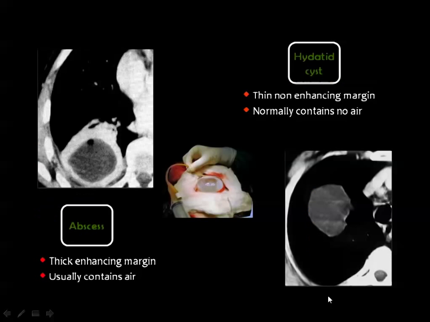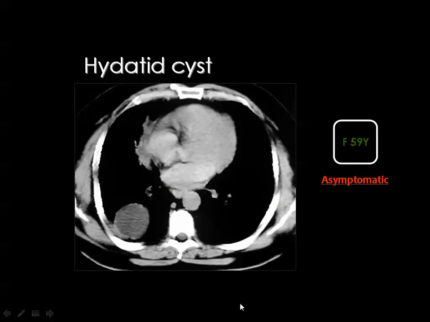Whenever I say this, many of the candidates say, what about the lung abscess? And this is the difference between the hydatid cyst and the lung abscess. Actually, most of the lung abscesses contain some amount of air, and the wall of the abscess is very thick. It takes a contrast enhancement whenever you inject contrast media, while the wall of the hydatid cyst is relatively thin and it does not enhance with contrast media. And hydatid cyst does not contain air unless it is ruptured or infected.